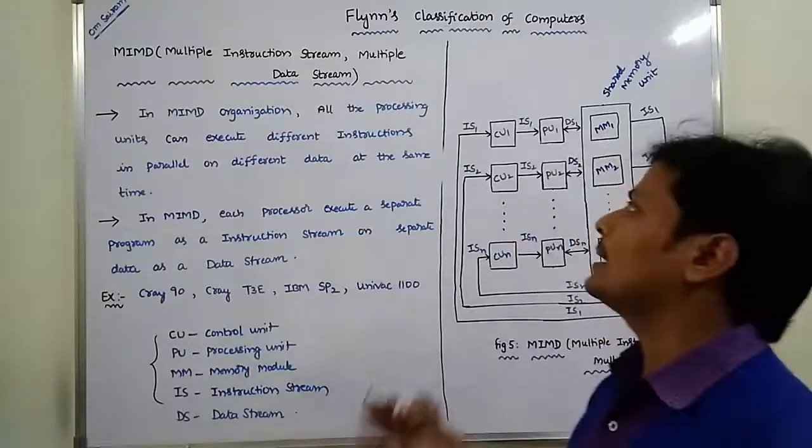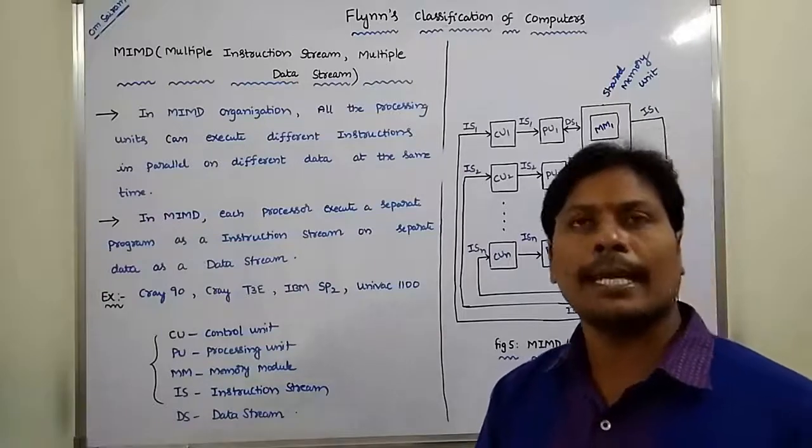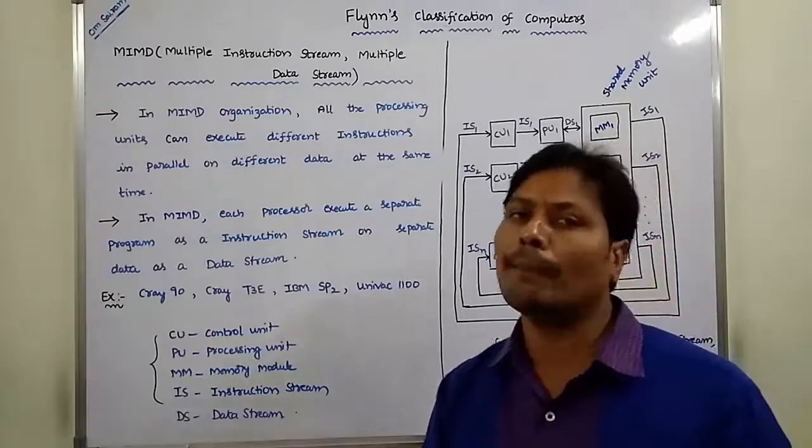So this is Flynn's classification of four computers: SISD, SIMD, MISD, MIMD.